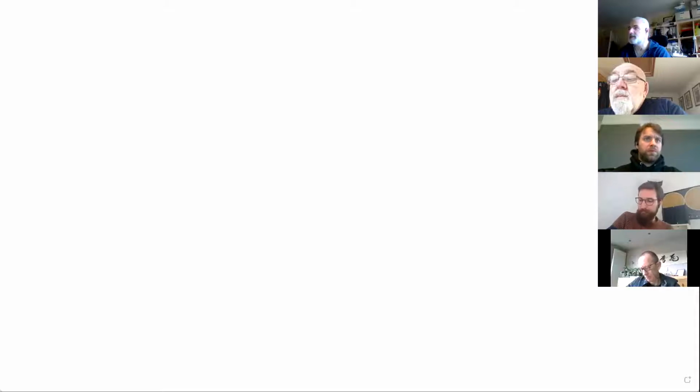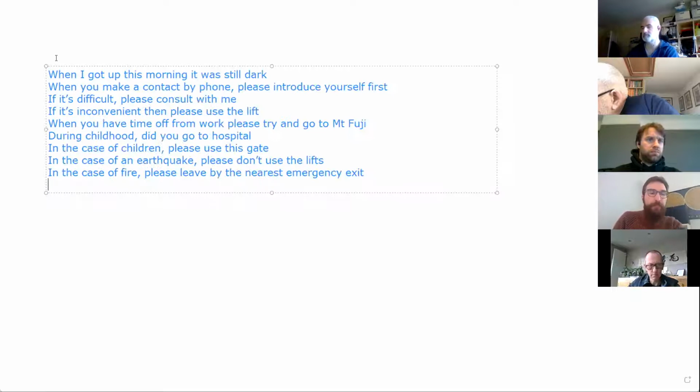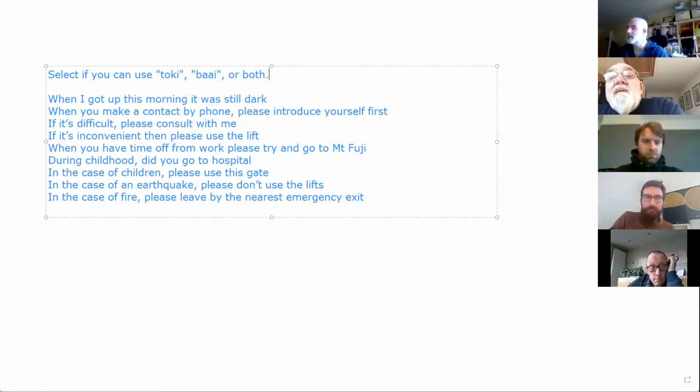Right, while I'm preparing today's exercises, let me ask you guys to work through these. Select if you can use toki, bai, or both. Oh, look, an Oxford comma. For each of these, translate them and state whether you can only use toki, or if you can use bai and toki.